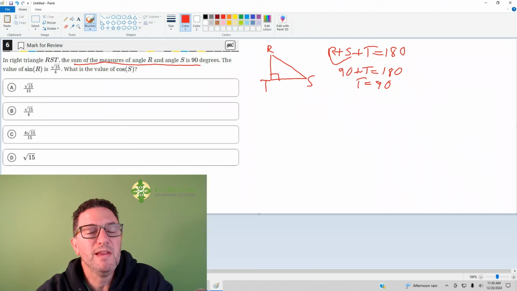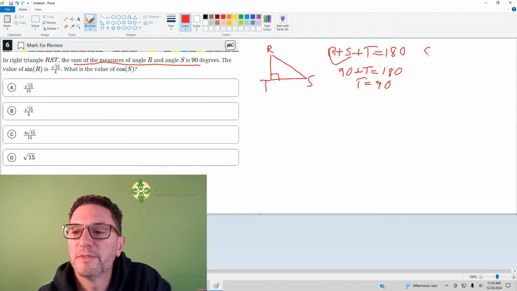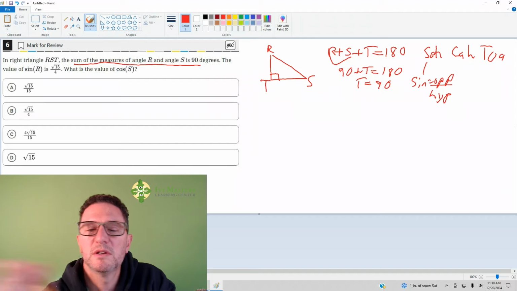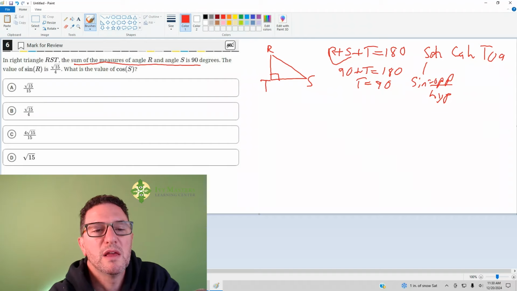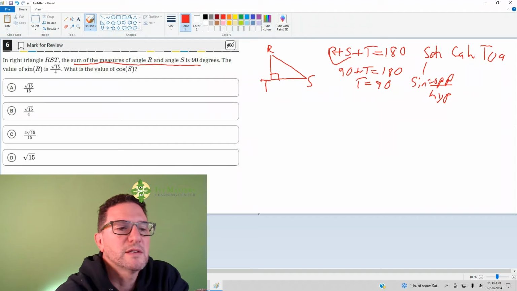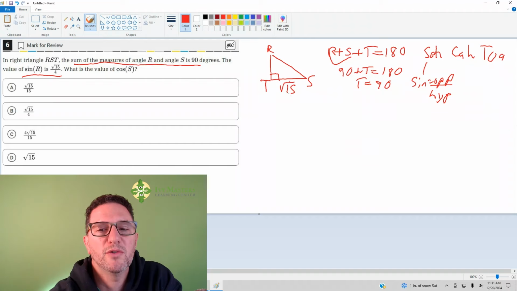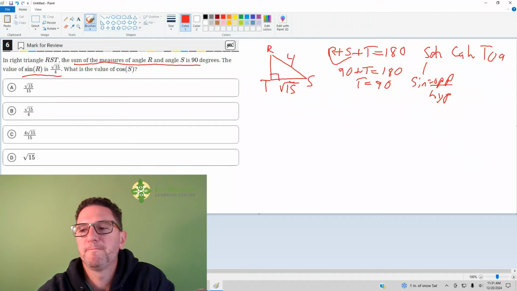Now, you've got to know SOHCAHTOA. What's that mean? That means sine is opposite over hypotenuse. So first off, we've got that the sine of R is root 15 over 4. So opposite is root 15. Opposite is the side furthest away. And hypotenuse is 4. Boom, we've labeled it.